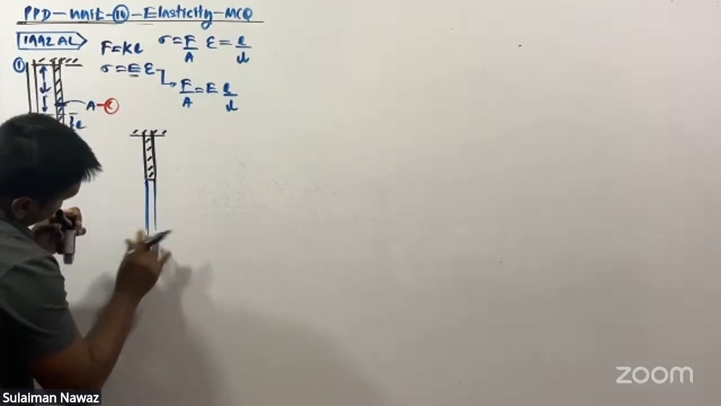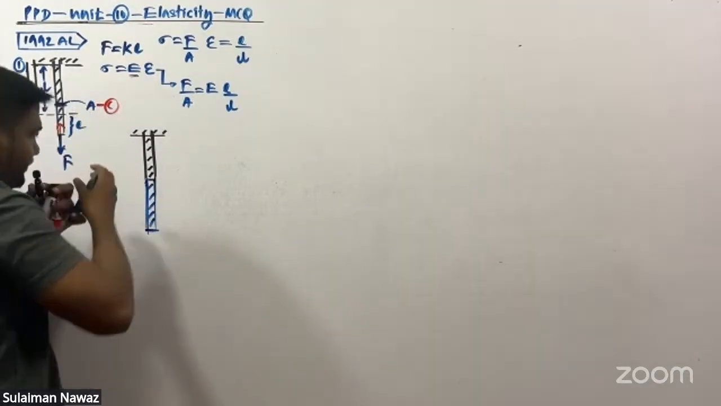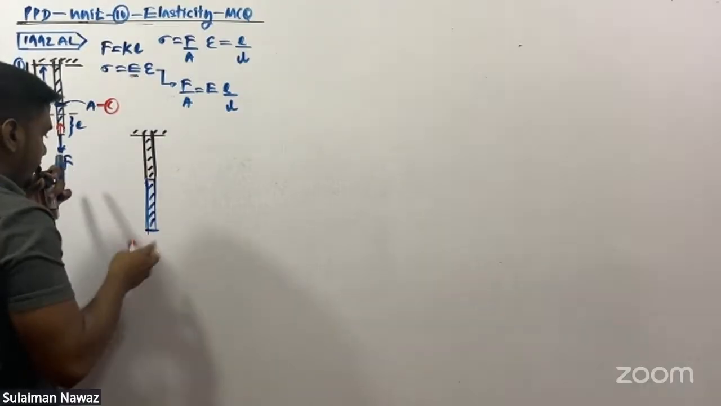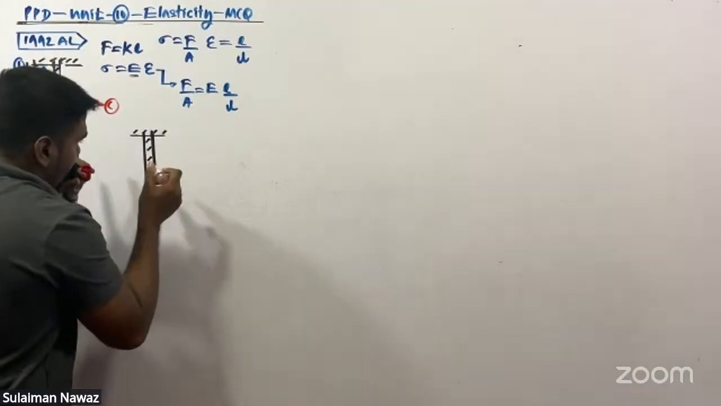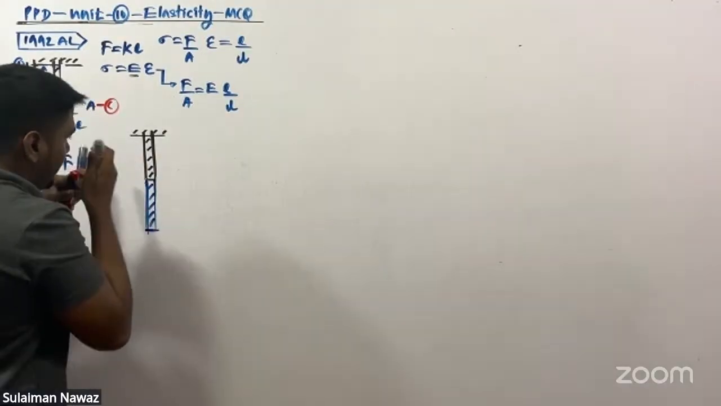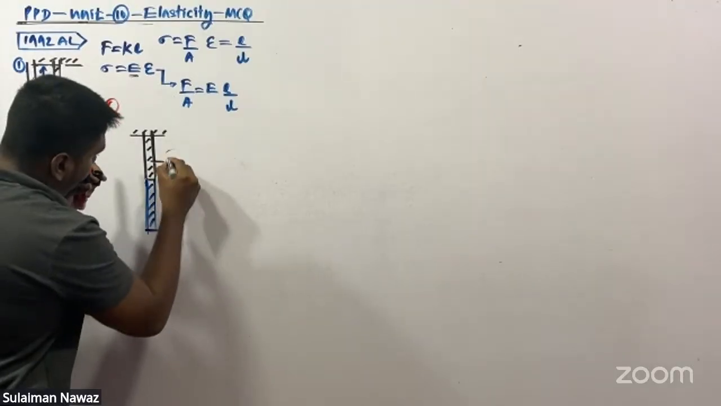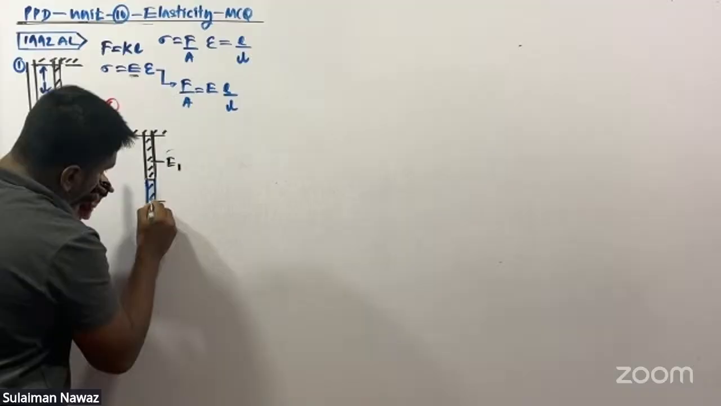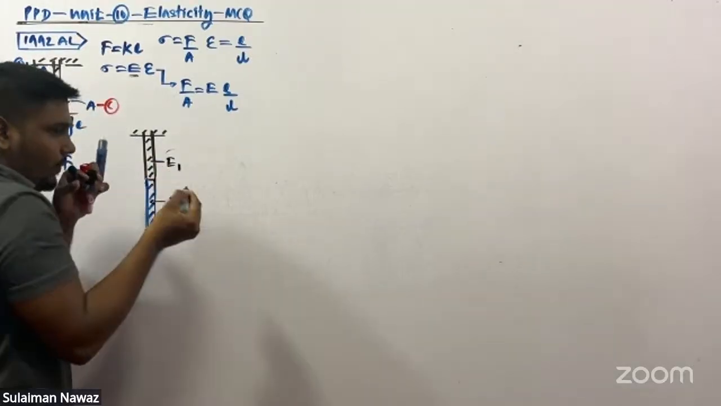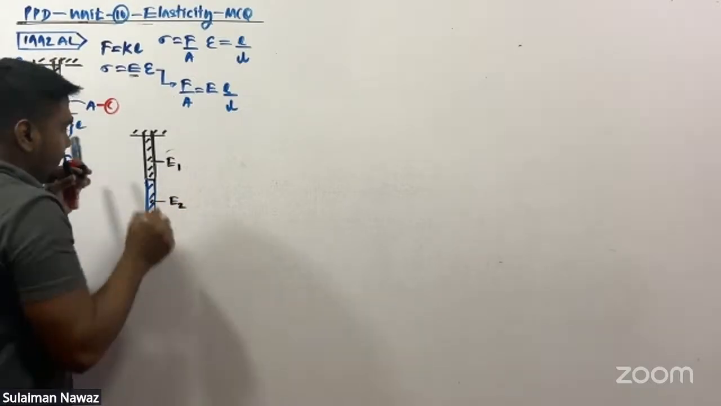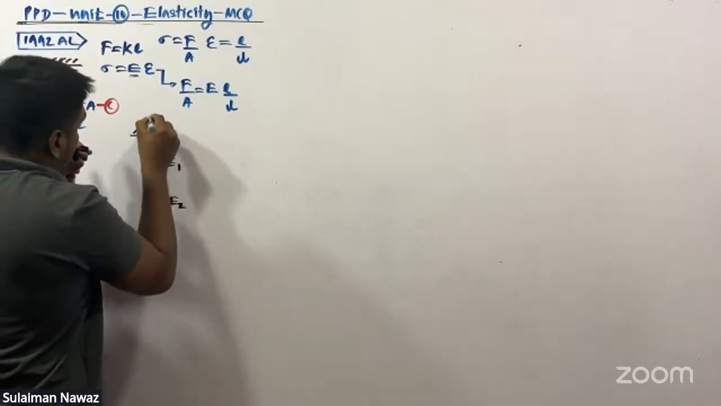Remember, these two rods are made with different materials, so they have different Young's modulus. This one's is E1 and this one's Young's modulus is E2. But both of them have the same cross-section area. Normally they give same cross-section area rods only. Both of them have the same cross-section area when the rods are connected in series.